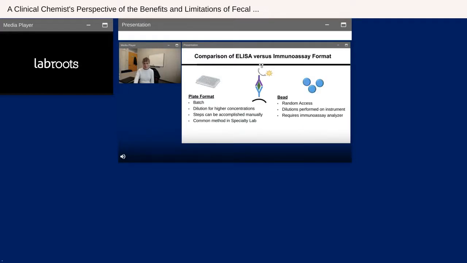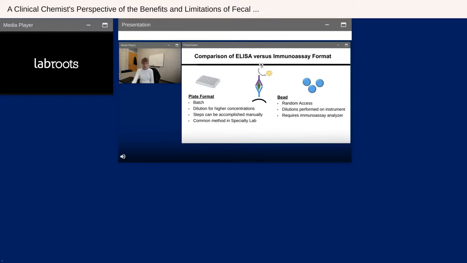So most fecal calprotectin assays are some kind of immunoassay format. Maybe they're an ELISA, and the ELISA exists in a plate format, or maybe they're conjugated to a bead. If it's a plate format, usually that plate is run in batch, so it's done all at once. Sometimes what can be problematic for the batch format is that dilutions might have to be repeated on a second plate, so it might cause a higher turnaround time for high calprotectin results. It's just something to consider.